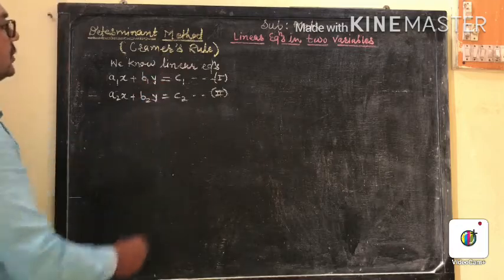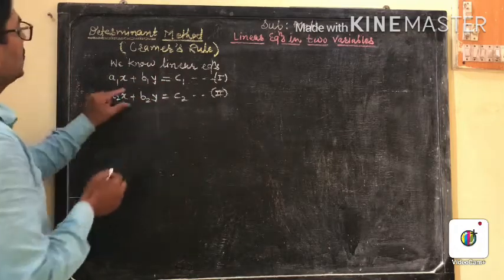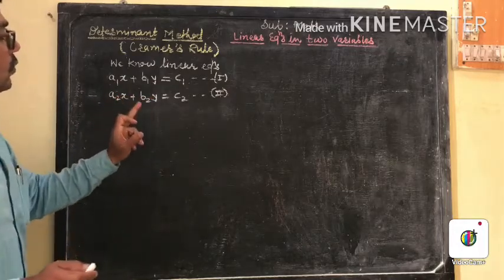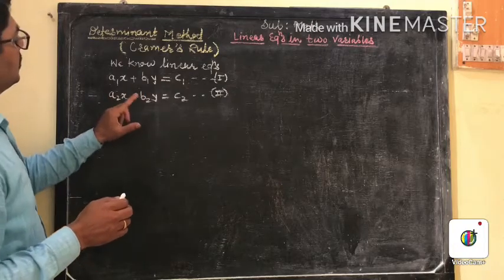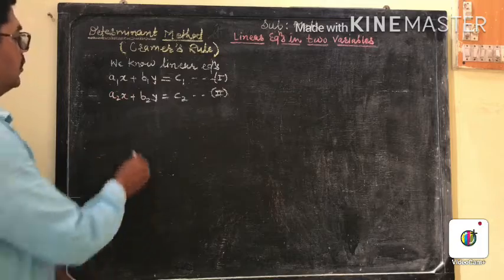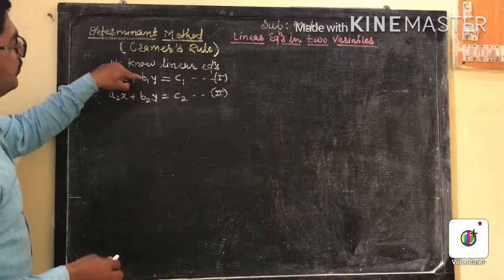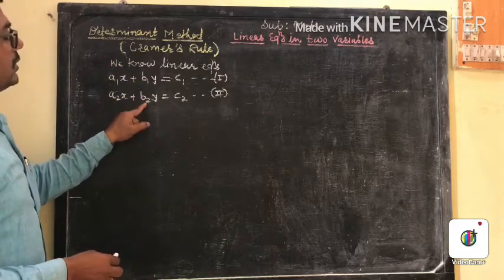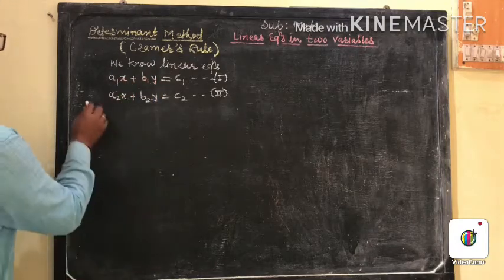Now solve these two linear equations simultaneously. How to solve these linear equations simultaneously? First, we have to find the value of x. To find the value of x, make the coefficients of variable y equal. Here is b1, here is b2. If you multiply this equation by b2 and the second equation by b1, you will get the coefficients of y exactly the same.